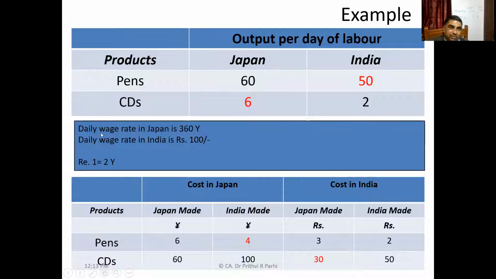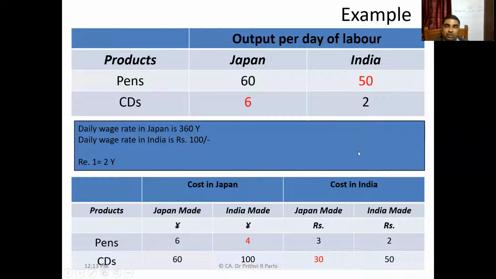Now, as you know, our assumption was that Japan's wage rate was 360 yen, India's wage rate was 100 rupees, and 1 rupee is equal to 2 yen. Now come to the next table. The next table is important for us. Minutely observe it. First, look at this part. This part shows the cost in Japan. Under this, 2 more columns are there.